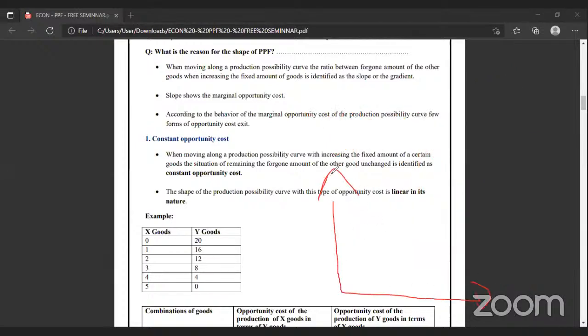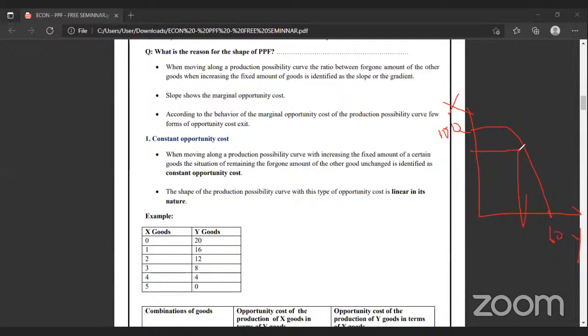Tricky questions. Right, I'll draw it properly. So this is the PPC, this is X good, this is Y good. At the optimum level, they are producing 100 of X good and 60 of Y good. But the economy is producing at this point, which I'll call A, with 70 X goods and 40 Y goods. The question is, producing 40 Y goods, what is the opportunity cost in terms of X?